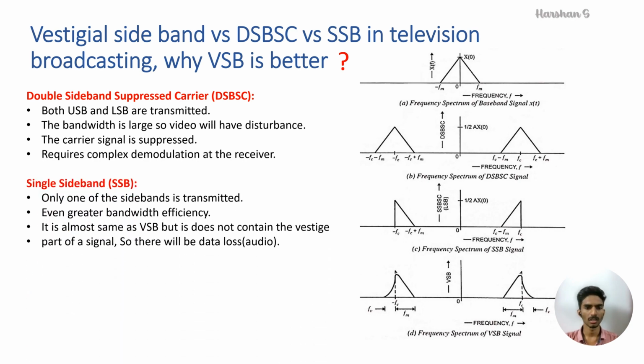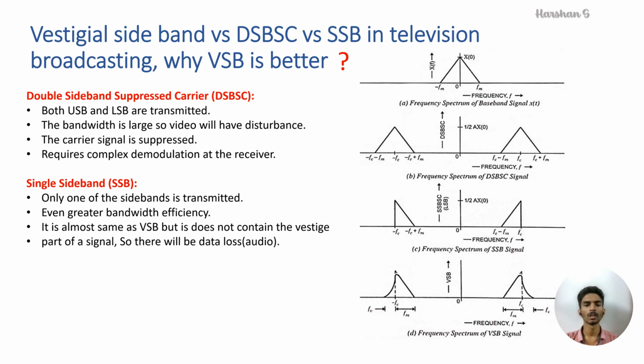Let's go to the single sideband. Here, only one sideband is transmitted. It even has a greater bandwidth efficiency. It is almost the same as VSB, but it does not contain the vestige part of the sideband. So there will be a data loss. We can't use the single sideband as well.